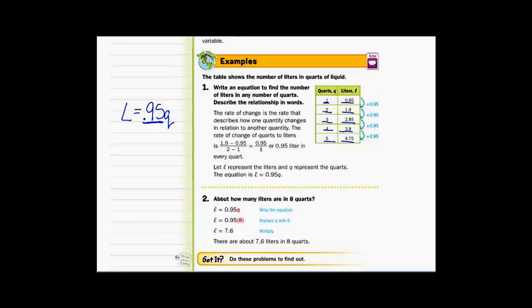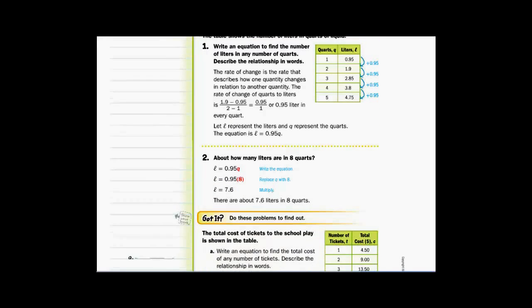So if it wants to know how many liters are in 8 quarts, we're simply going to put an 8 in right there. An 8, not a 9. Kind of looks like a little snowman. All right, so L equals 0.95 times 8. So if you take 0.95 times 8, you will get that there's about 7.6 liters in 8 quarts. Okay, let's go down here. Again, to me, that's more of the common sense way to do it.